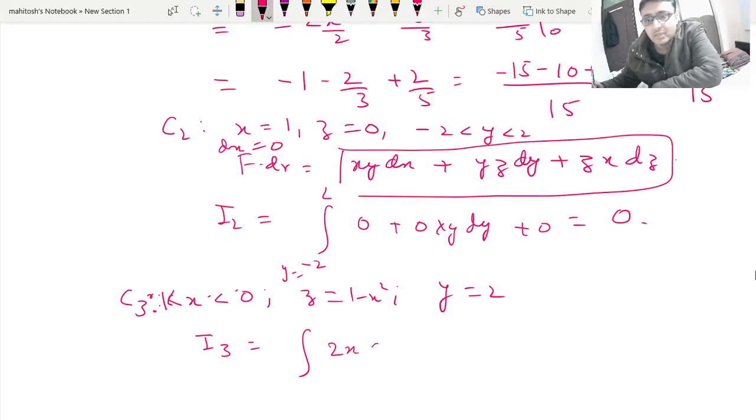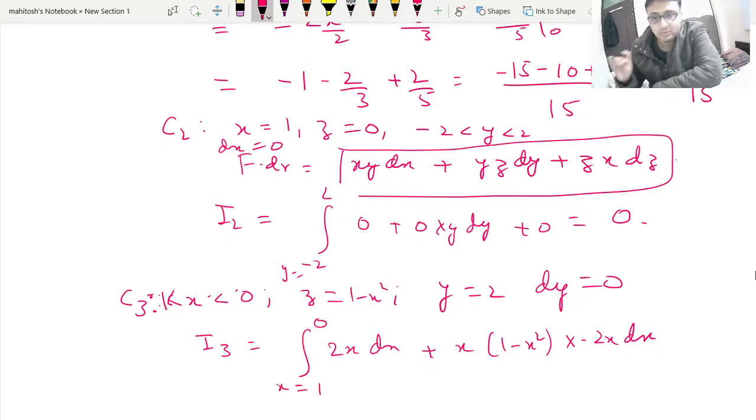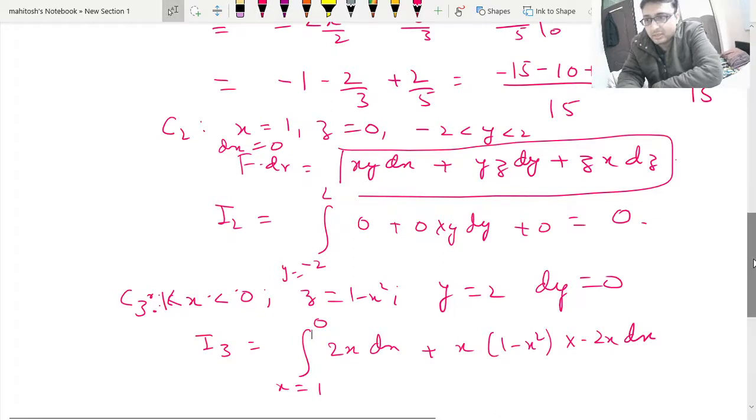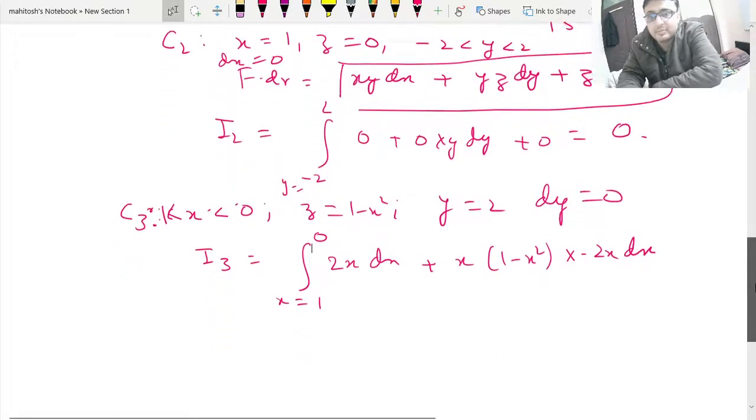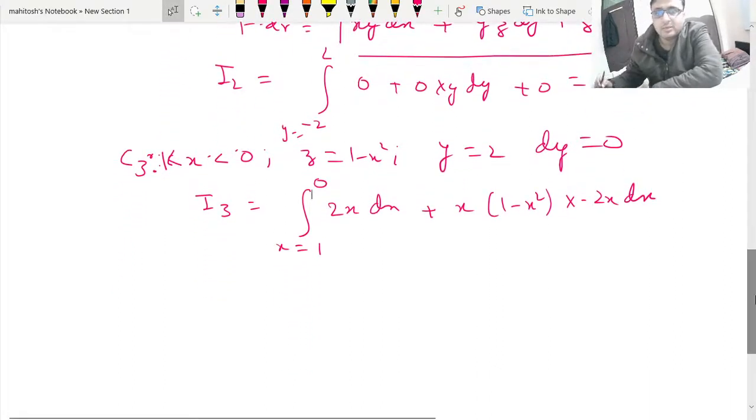So 2x dx plus, since y is equal to 2, so dy is equal to 0, plus x, z is your 1 minus x square into minus 2x dx. Okay. Now here the limits are going to be 1 to 0. That's the only change here, and we will write this one.